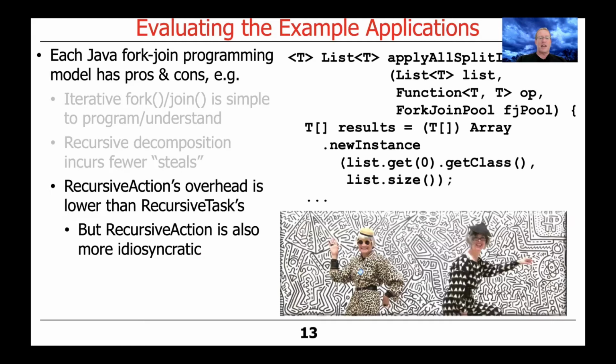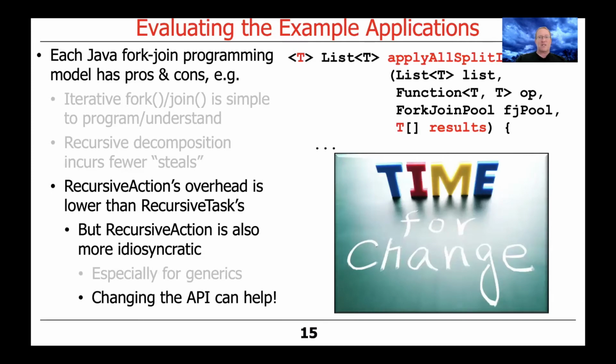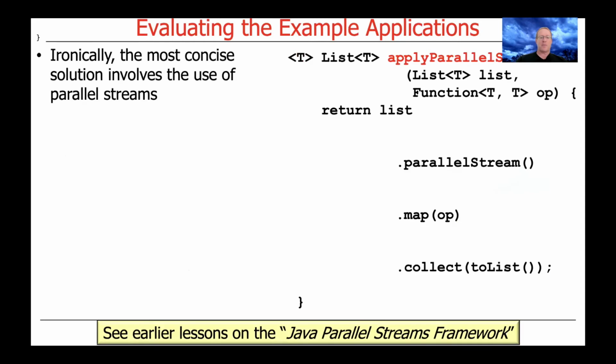But it's also fair to say that the recursive action implementation is a bit more idiosyncratic, at least the one where you have to use the reflection capabilities of Java to make a generic array. Although I have to say, this is a very useful idiom to understand if you're stuck in a situation where you need to make a generic array in order for your program to work properly. Now, the way to fix this problem, as we saw, was just to change the API ever so slightly so that we're getting the results back as an array as opposed to having to convert it back to a list.